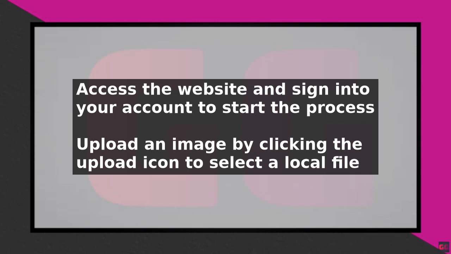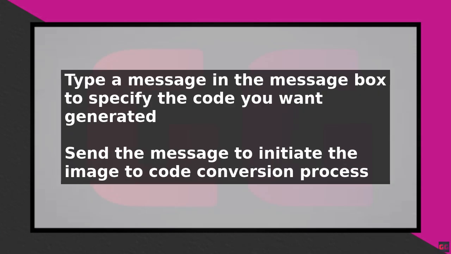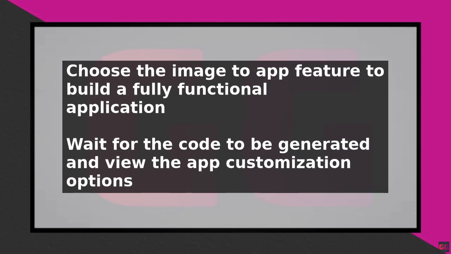First, upload an image by clicking the upload icon, which will allow you to select a file from your local files. After uploading the image, it will be loaded into the system, and a workspace will be created. You can then type a message in the message box, such as "generate HTML and CSS code for this image," or specify the type of code you want generated, like a website or login page.